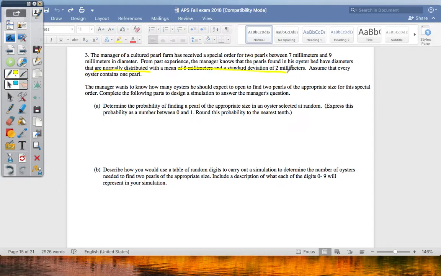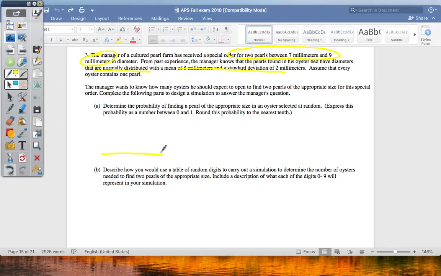Okay. So he wants pearls between 7 and 9. Okay. All right. Assume that every oyster contains 1 pearl. So the manager wants to know how many oysters he should expect to open to find 2 pearls of the appropriate size for this special order. Complete the following parts to design a simulation to answer the manager's question. All right, determine the probability of finding one pearl of the appropriate size in an oyster selected at random.